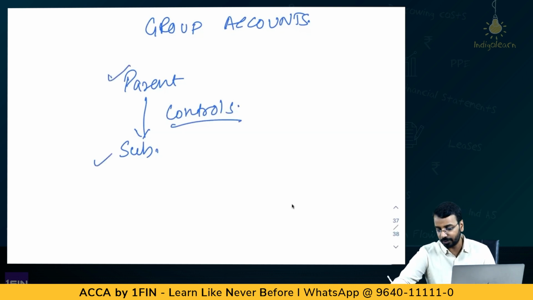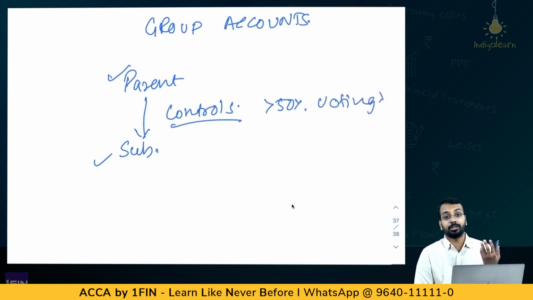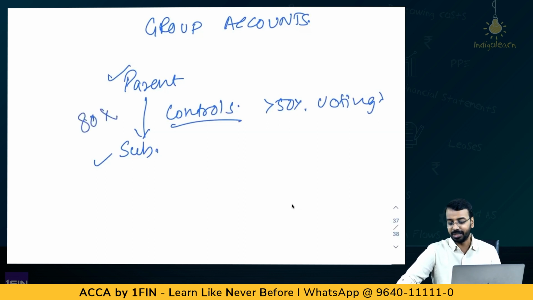Normally control comes when you have greater than 50% voting. Control can also come through contractual arrangements, the ability to appoint directors, or the support of other shareholders who agree to vote as per the parent's instruction. So it can come in either way. In most cases the question will give you very clearly that the parent holds, and we have been practicing, 80%, 75%, these kinds of numbers is what you would be seeing. That is the parent and that is the subsidiary.